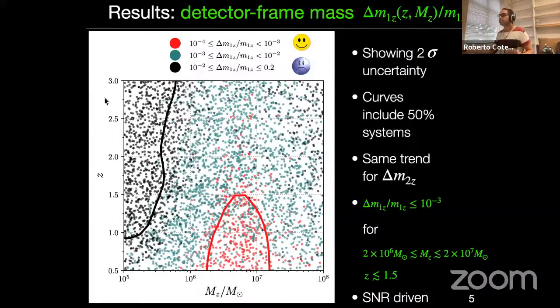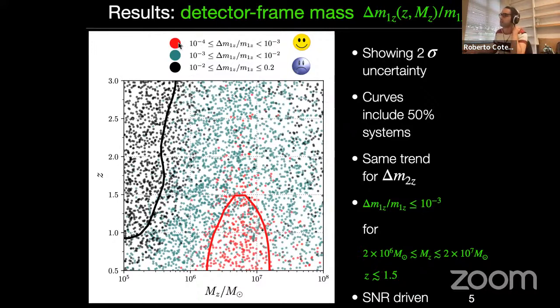In this kind of plot, I will always show the uncertainty in color as a function of the parameters that mostly control that uncertainty. So if you don't see the other parameters here, for example psi, it is because this uncertainty on the detector frame mass does not depend much on psi. In each of these plots, each point again is a binary, one of the 4,000 binaries that we consider. The color is the 2 sigma uncertainty.